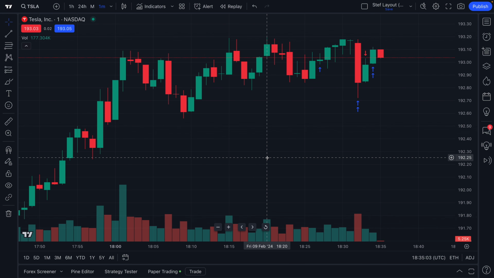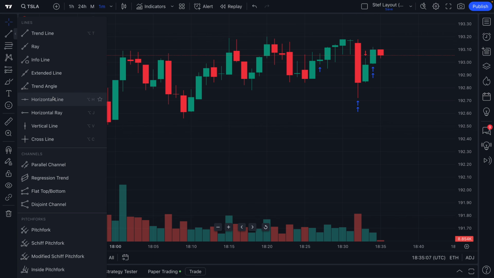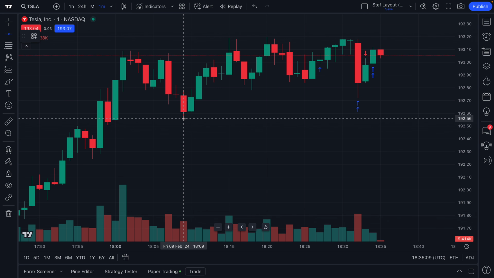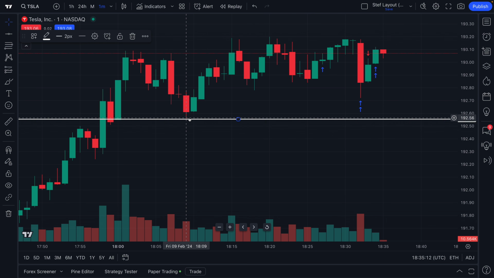Okay, so here's a chart of Tesla on a 1 minute chart. We have got an interesting level here that we are going to mark. It's this low here. So this would be the low of the day, essentially, since this run up. It would be the low since the run up, the retrace. So this will be our stop loss.